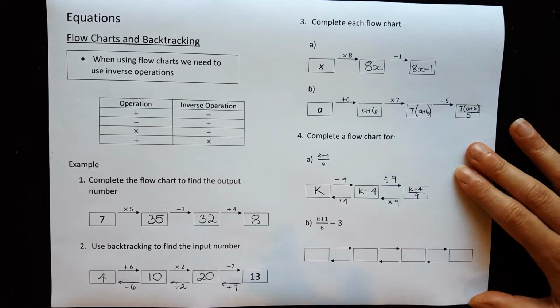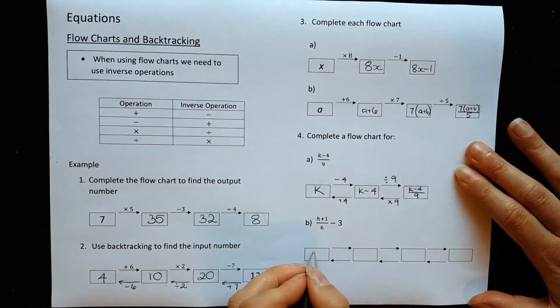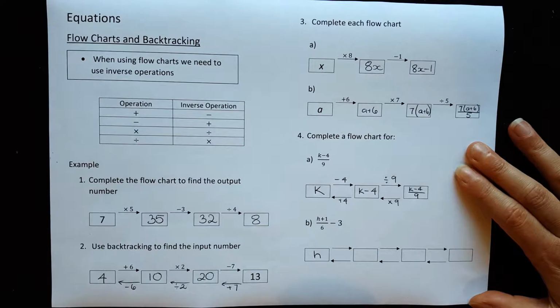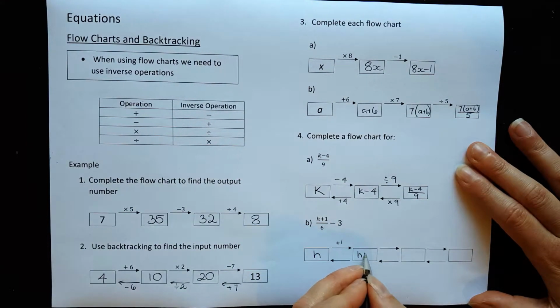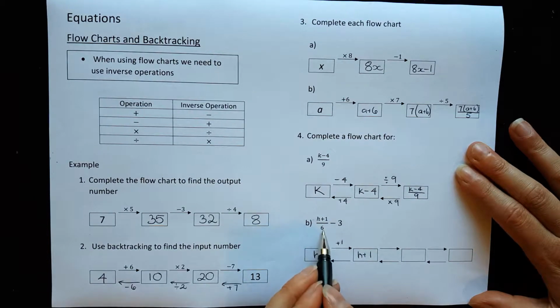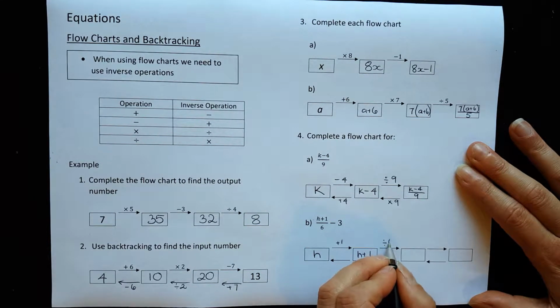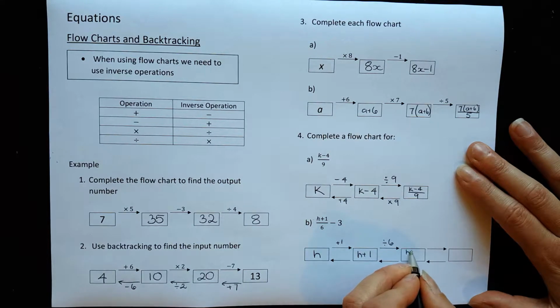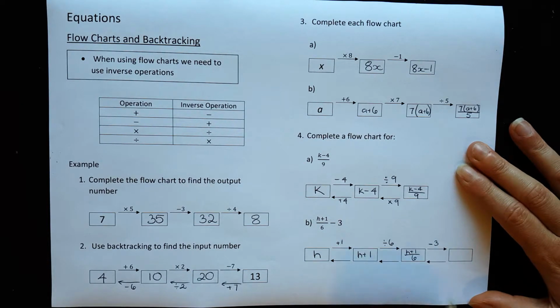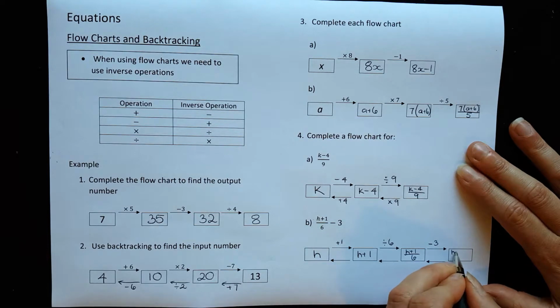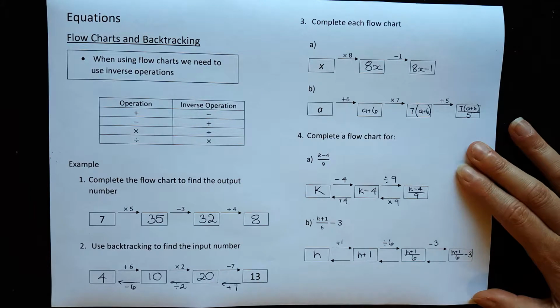Okay, and now for B, starting with the h, we want to build up to this expression. First of all, I would need to add the 1 so that I get h plus 1. Now that has been divided by 6, so divide by 6 gives h plus 1 over 6. Finally, I can subtract the 3 that will go on the end. So h plus 1 over 6 minus 3.